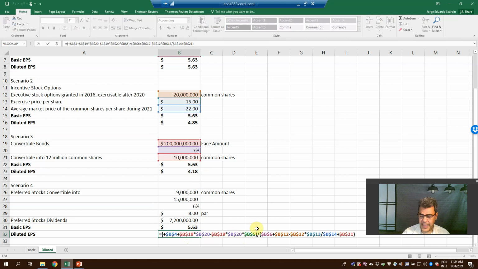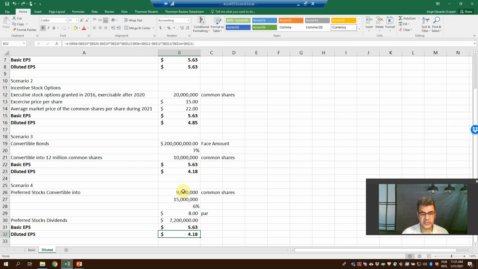So we will be adding these preferred stock dividends here. And we will be adding here our number of common shares, so it will be 371. We are adding the dividends that we reduced in the past, and we are adding the number of common shares.